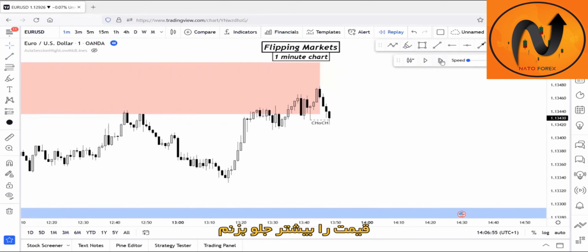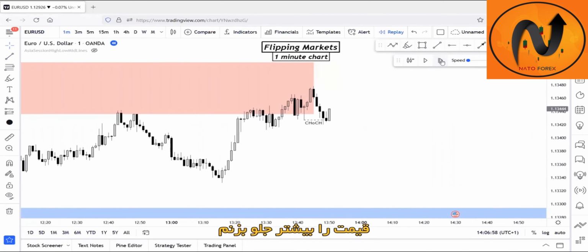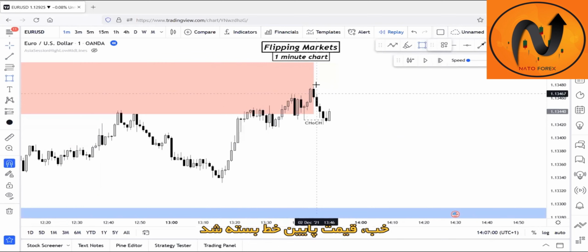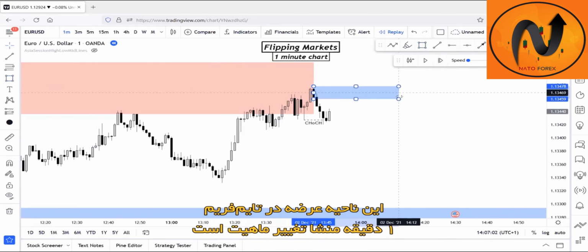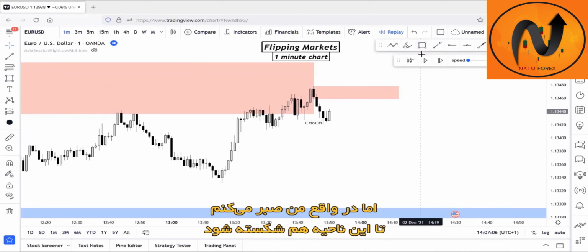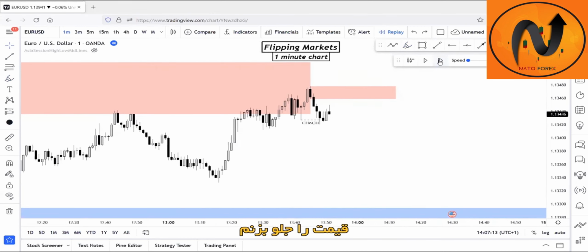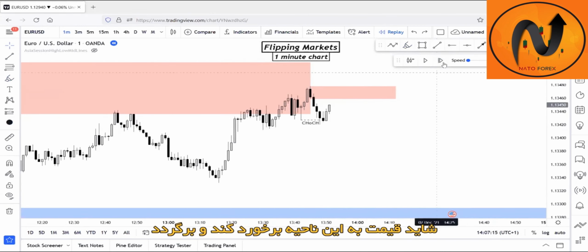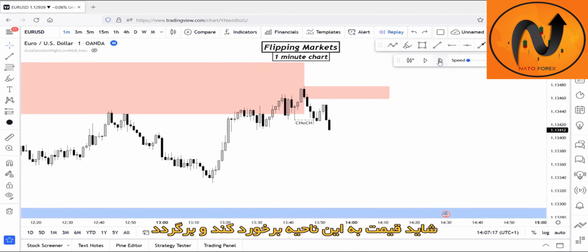Let's just play price more. Okay, it closed below. We have this supply zone here that changed character on the 1-minute. But I would actually wait for this zone to be broken. So let's just play price. Maybe we'll tap into this zone. Reverse.